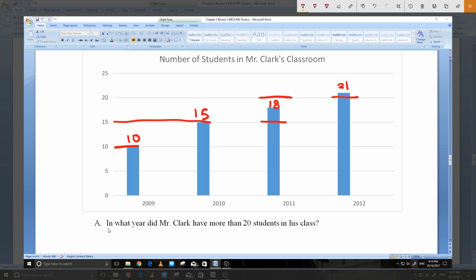Okay, 2009, there's only 10. 2010, okay, 15. That's not more than 20. 2011, okay, 18. Even though we're not 100% sure, we know it's definitely not 20. Therefore, it's not this year either. 2012, hey, above the line right here. That's what tells you that the answer is 2012. And that is exactly what you should have written.